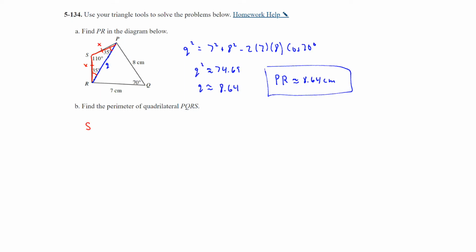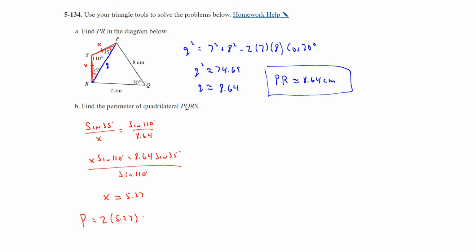We can use the law of sines. So we'll do sine of 35 degrees over X is equal to sine of 110 degrees over the length that we just found, 8.64. So we'll get X times sine of 110 is equal to 8.64 times sine of 35 degrees. Divide both sides by sine of 110, and X will approximately be 5.27. So to find the perimeter, we have two lengths that are 5.27 plus 7 plus 8. So the perimeter will approximately be 25.54 centimeters.